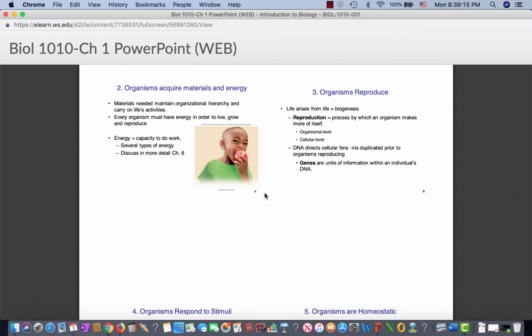And on a cellular level, we're constantly reproducing and replicating the cells in our body to replace those that have been worn out from damage or to grow. DNA directs the cellular functions and is duplicated prior to the organism reproducing, because if you end up with a cell that does not have a functional copy of the DNA in it, it's not going to do much of anything. It's just wasted materials. And then genes are units of information within an individual's DNA.